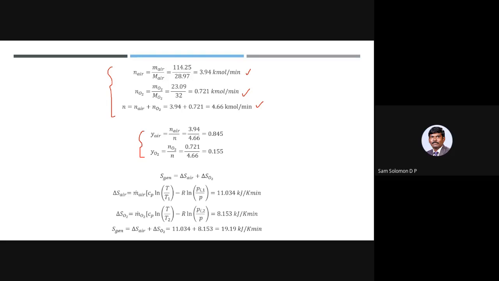And they are asking us to find entropy generation, which is nothing but the entropy production because of the adiabatic mixing. This we have done while we did entropy. In entropy, we said one of the applications we found was adiabatic mixing of gases. So the entropy generation here is nothing but the change in entropy of air plus the change in entropy of oxygen. It is the same as what we have done before.